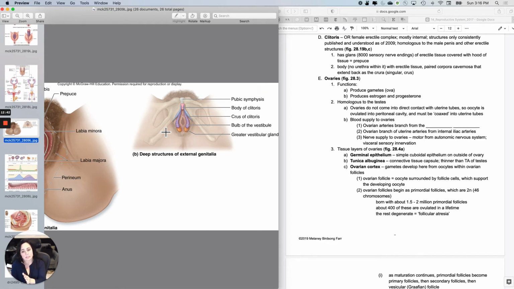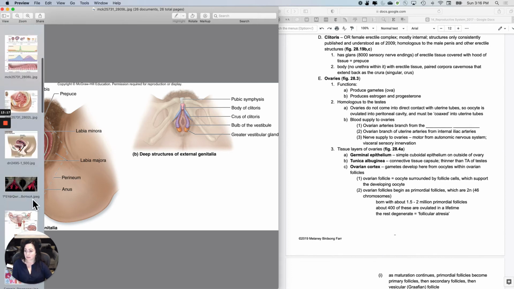And interestingly, the female erectile complex doesn't have any reproductive function other than pleasure in the woman, and perhaps the bulbs of the vestibule may tighten the opening of the vagina and make ejaculation more likely in the male. And the clitoris is basically the erectile structures inside the clitoris. Most of them are homologous to the erectile structures that exist in the penis, and we'll talk about erections in penises a little bit later.